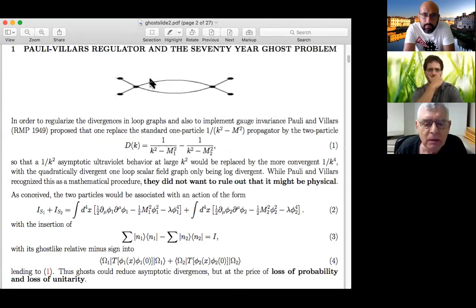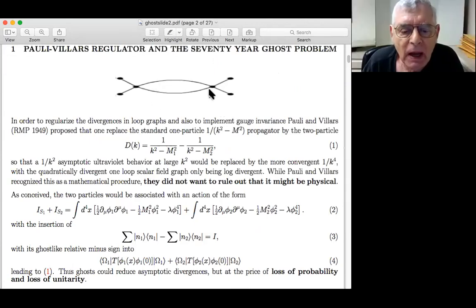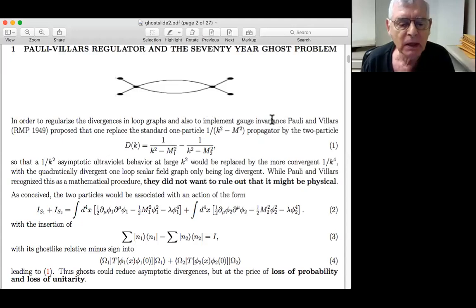They were looking at graphs like this, and they wanted to do two things. They wanted to implement gauge invariance, and they also wanted to regulate asymptotic divergences. This graph is quadratically divergent, and with the second term here, it would become log divergent. Now, Pauli and Villars in 1949 recognized that this was just a mathematical procedure, but in their paper they said they did not want to rule out that it might be physical. They actually considered that possibility.